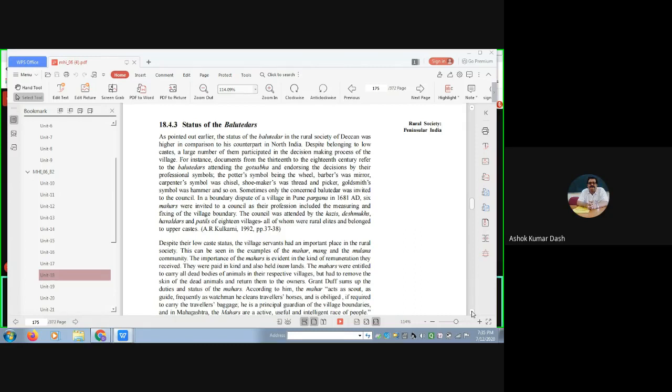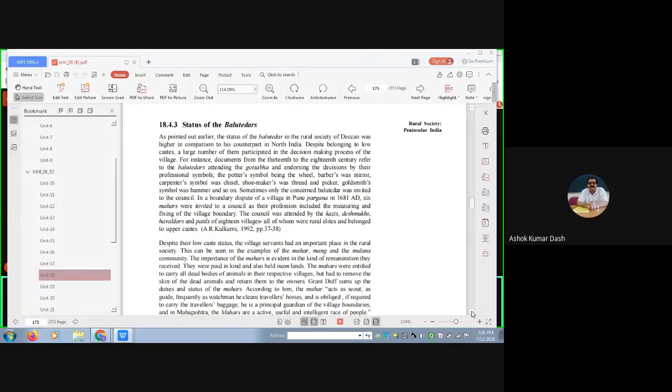Despite belonging to low caste, a large number of them participated in the decision making process of the village. One must understand, if Baludar were the servants of the village, then their status and grade must be low. Actually their grade and status was not that high, but sometimes they also used to enjoy some sort of high status as well as high rank in the village, and they were also taking part in the process of decision making concerning some problem of village.